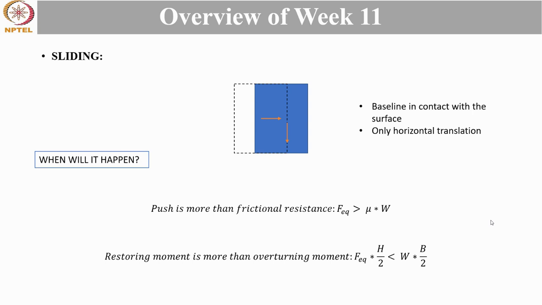So when there is sliding, the baseline is in contact with the surface and there is only horizontal translation. And when sliding will happen, there are two conditions: when the push acting on the element due to ground vibration is more than the friction resistance, and when the restoring moment is more than the overturning moment. The restoring moment is generally due to the friction between ground and the non-structural element, and the overturning moment is due to the external force that is acting on the element.